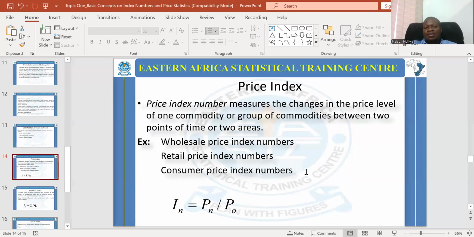So for the price index number, if you want to compute it, you take the ratio between two prices. At the current time, let's say time n, you take the price of a commodity or group of goods at time n and divide by the price at the base period. Here you can compute the wholesale price, retail price, or consumer price index. Those are the price indexes you can compute.